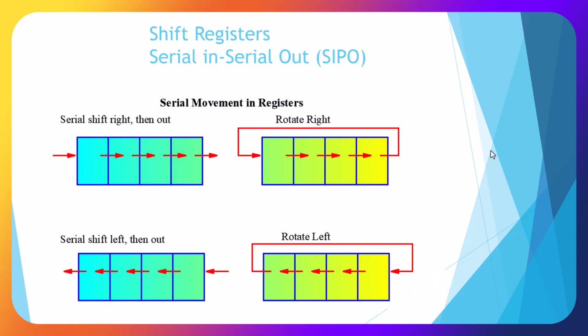Now let's talk about data movement and shift registers. Here I'm showing a serial in, serial out, and we have different ways to move that data, and we could go ahead and serial shift in, then out, rotate right where we return it to the beginning, serial shift left, then out, and rotate left.